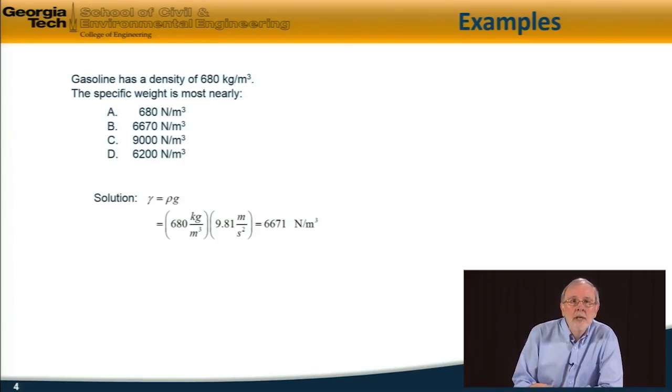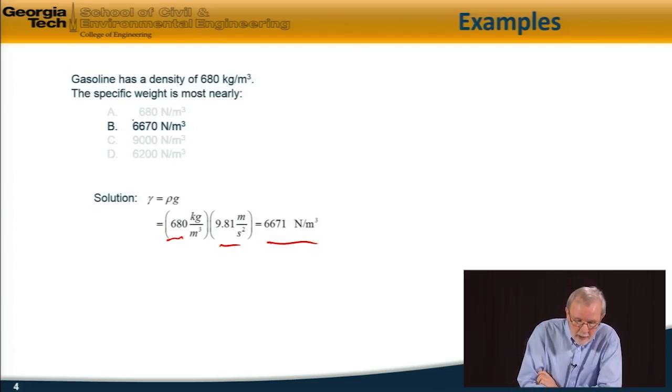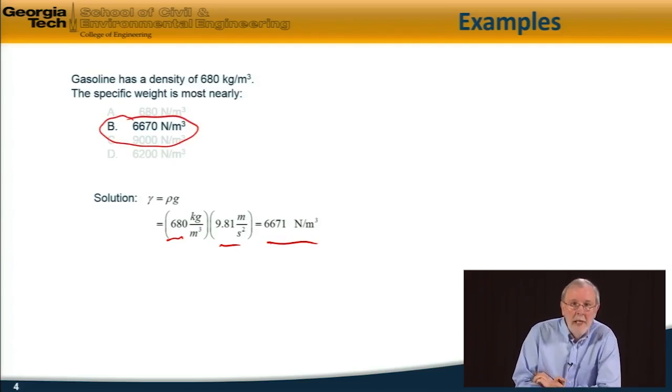So here's the solution. Our definition of specific weight is gamma is equal to rho times g. In this case, we're given that rho is equal to 680 kilograms per cubic meter. g is 9.81 meters per second squared. Therefore, the specific weight is 6,671 newtons per cubic meter, and the closest answer is B.